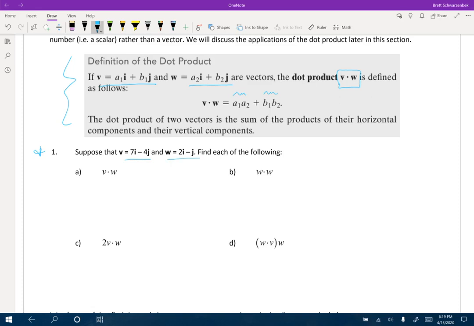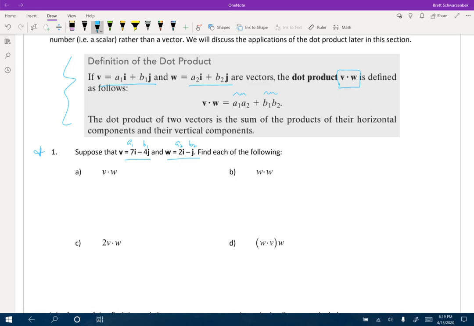So for letter A, they ask you for v dot w. Well, if you look at this scenario, clearly we know that this is a1 and this is b1, and we know that this is a2 and this is b2. So what I mean by those variables is those are the numbers that are in front of the i and j in the scenario. So a1 is 7, b1 is -4, a2 is 2, and b2 is -1.